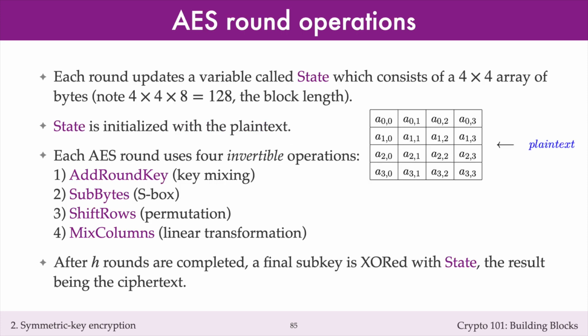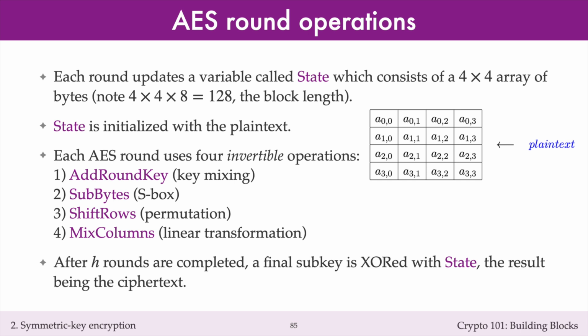Recall that a block in AES is 128 bits long, or 16 bytes. Each round of encryption updates a variable called state, which is a 4x4 array of bytes. State is initialized with a plaintext block. So initially, the 16 bytes of plaintext are written as the 4 rows of the state array.